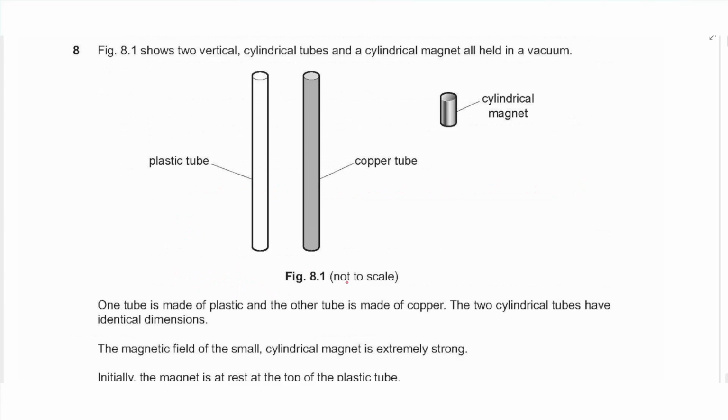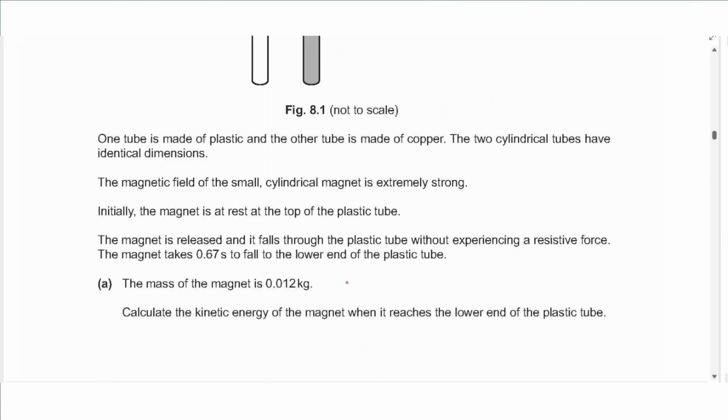The next question says, figure 8.1 shows 2 vertical cylindrical tubes and a cylindrical magnet all held in a vacuum. One tube is made of plastic and the other tube is made of copper. The 2 cylindrical tubes have identical dimensions. The magnetic field of the small cylindrical magnet is extremely strong. Initially, the magnet is at rest at the top of the plastic tube. The magnet is released and it falls through the plastic tube without experiencing a resistive force.